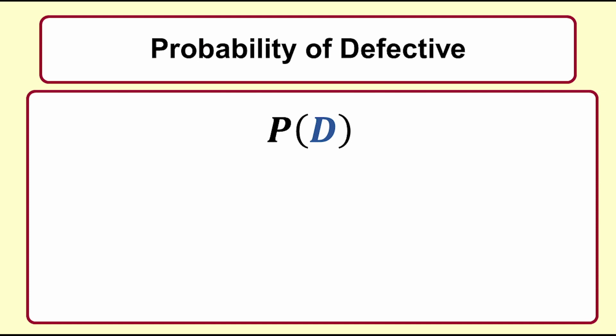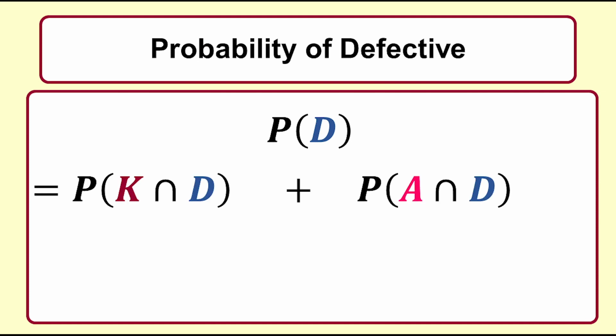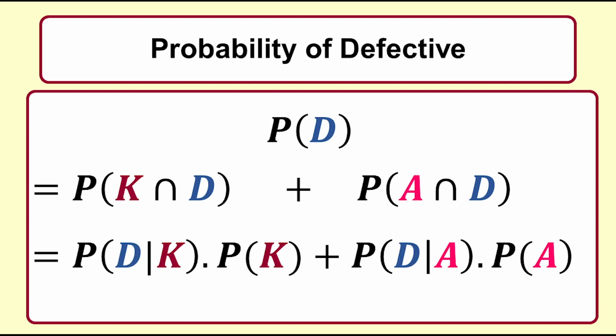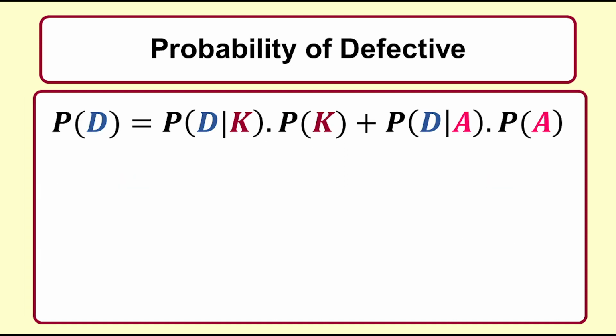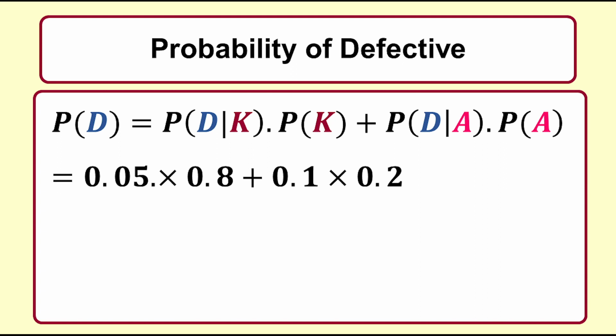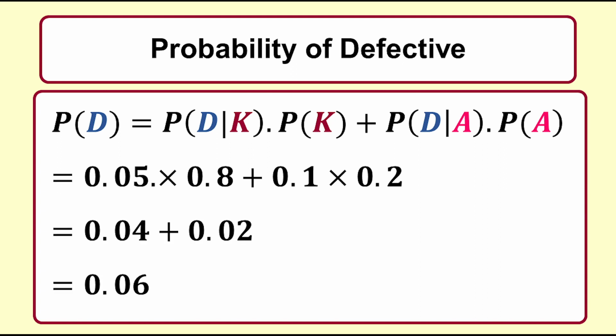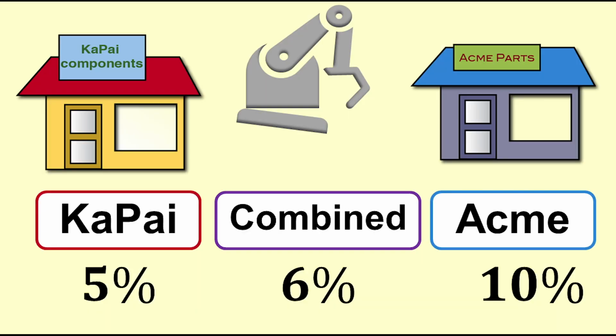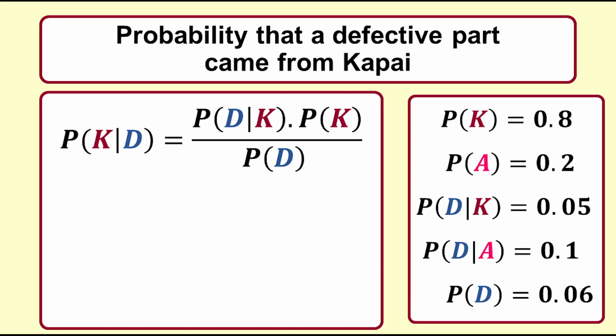The probability of defective is the probability of K and defective plus the probability of A and defective. The probability of K and defective is the probability of defective given K times the probability of K. Similarly, the probability of A and defective is the probability of defective given A times the probability of A. We add the two of those together and get the overall probability of defective. It comes to 0.06 or 6%. It is a higher rate than Carpi but lower than Acme. We will complete the calculations.